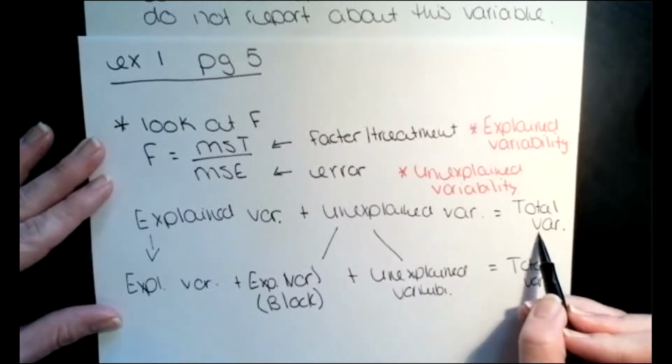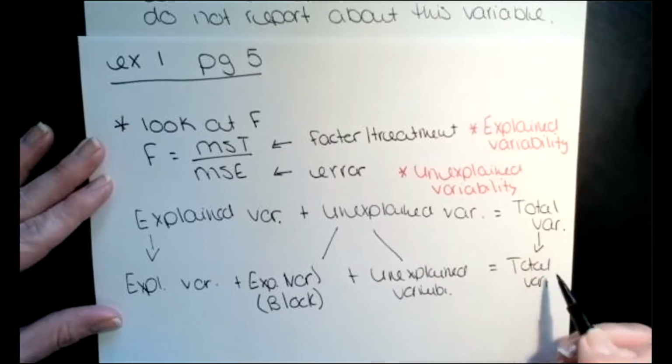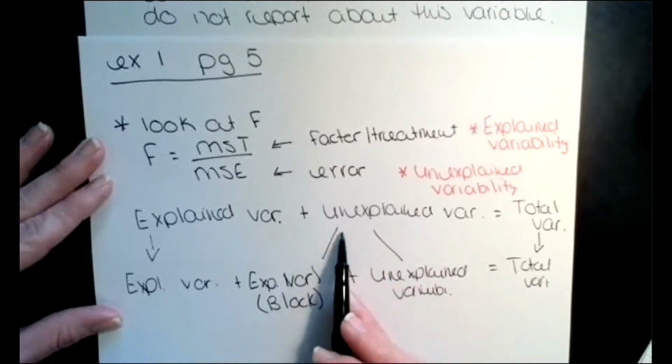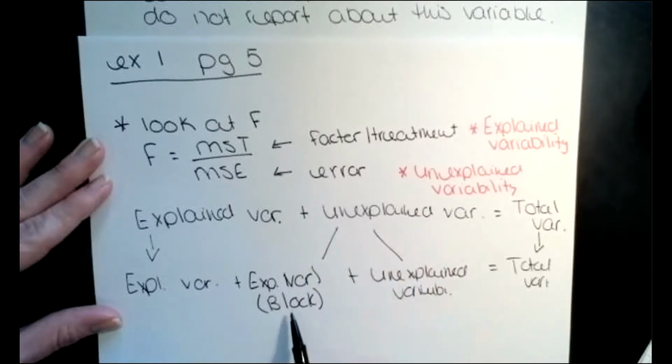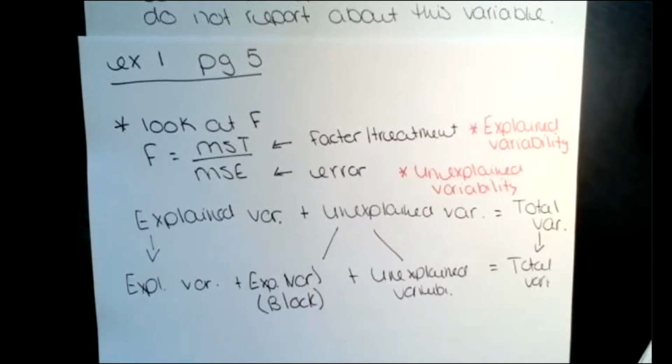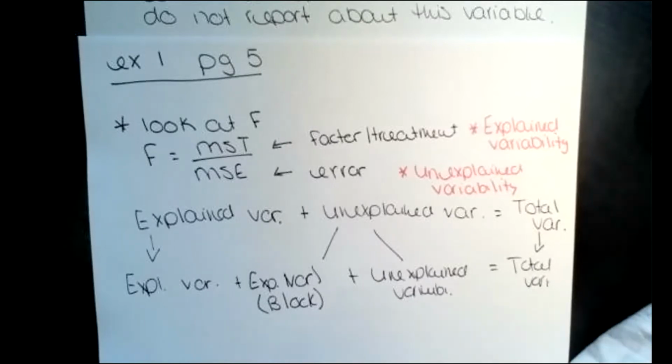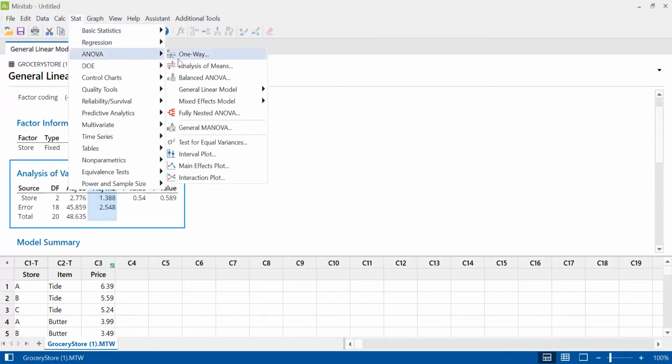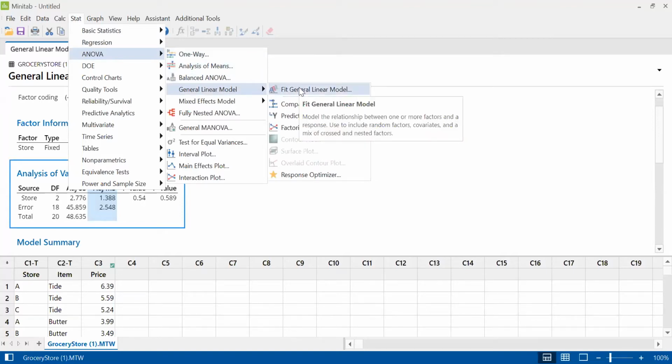So this number does not change. It is the same, that total variability. This unexplained variability just gets broken out into two different numbers now, okay, by adding that block. That's what we're going to look at. So let's take a look at that Minitab again and change it up and see what happens to our output when we add that block. So we're going to look at stat, ANOVA, general linear model again, and then I'm going to go back into fit the model because I'm going to change some things.